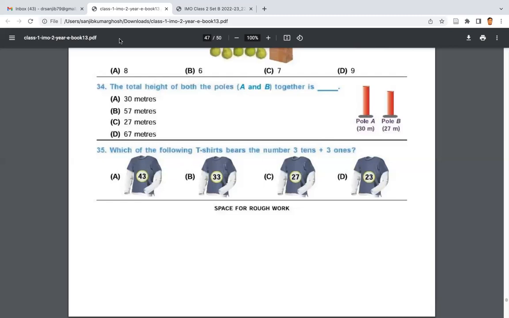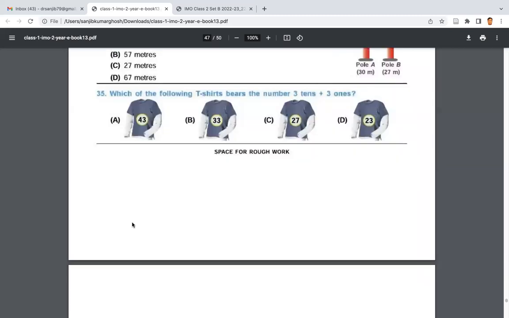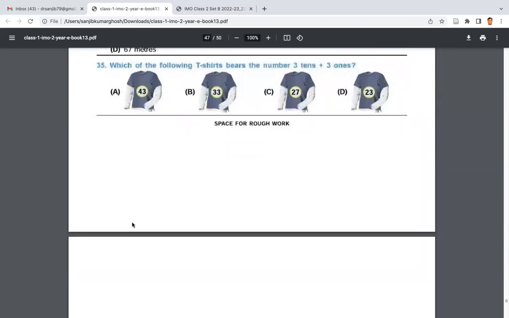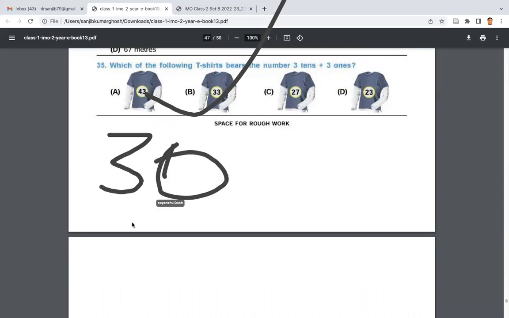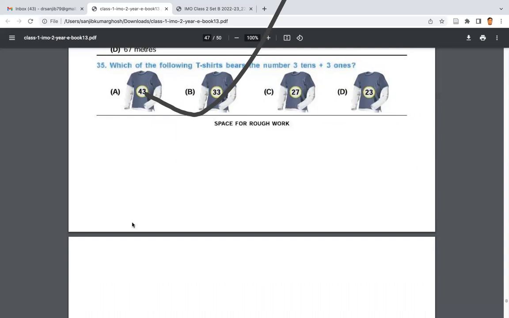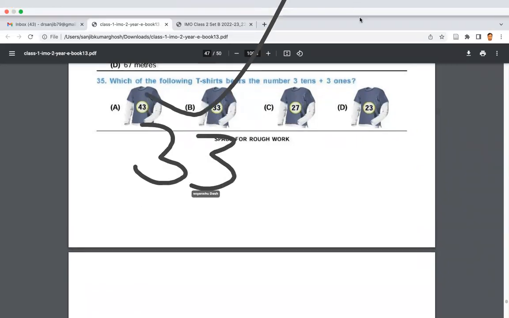35. Which is the number? This is the number 13. Can you explain me your answer, Beta? Three tens means 30, and 3 ones means 3. 33. Very good. So 30 plus 3 is equal to 33.